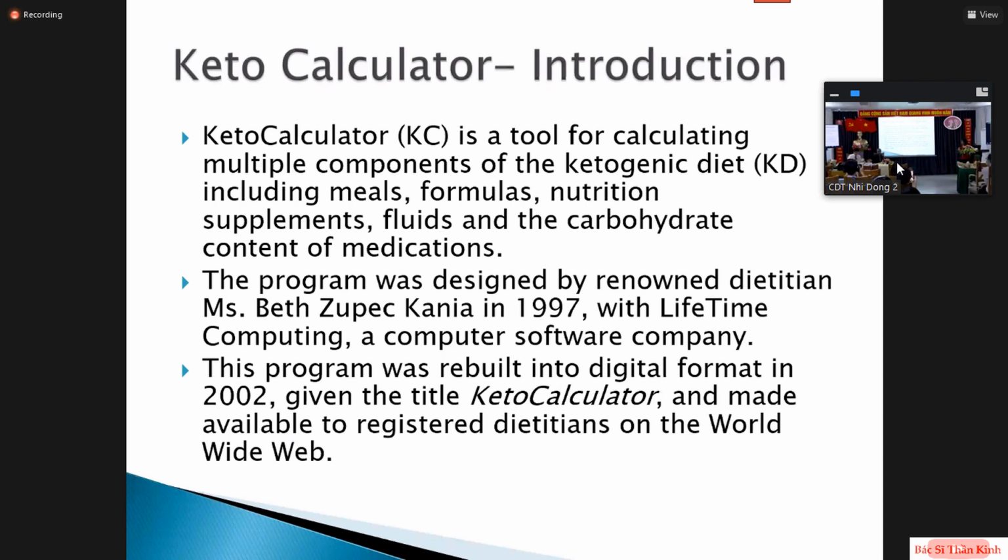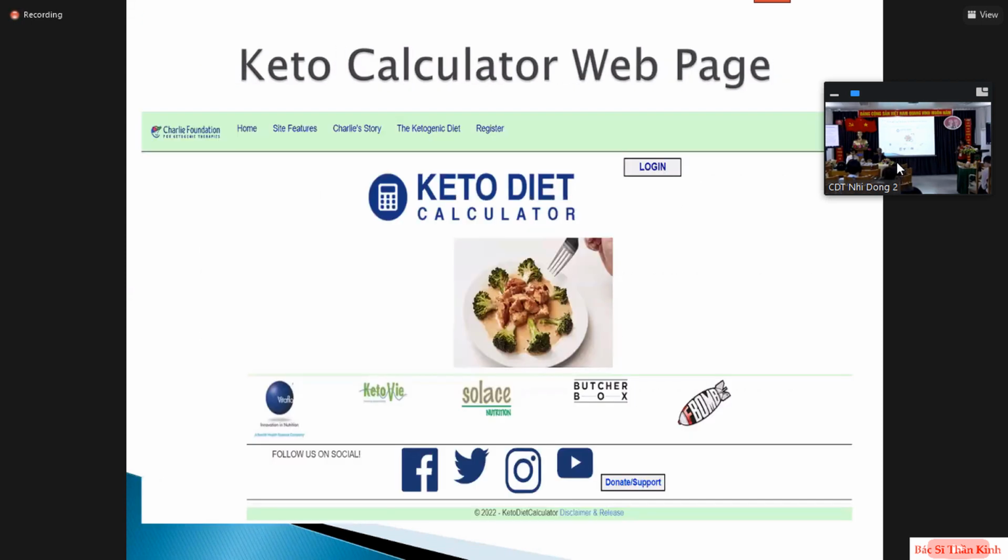So Keto Calculator is a tool for calculating the multiple components of the ketogenic diet, including the meals, formulas, nutrition supplements, fluids, and the carbohydrate content of medications. This program was designed by a very renowned dietitian, Miss Beth Zupekania, in 1997. Okay, and this program was built into a digital format and given the title Keto Calculator, and it's now available for all the dietitians for online use mainly.